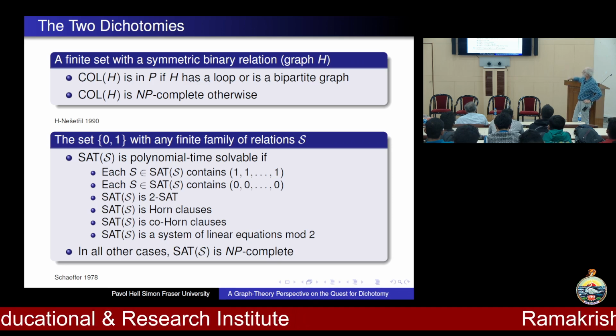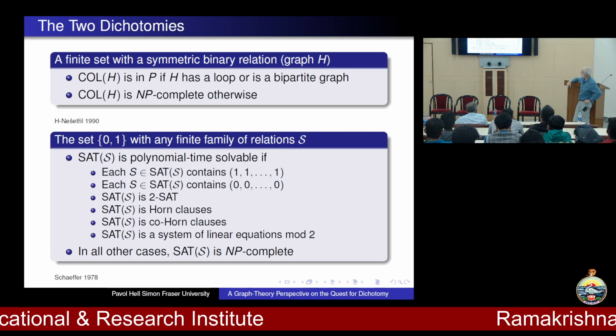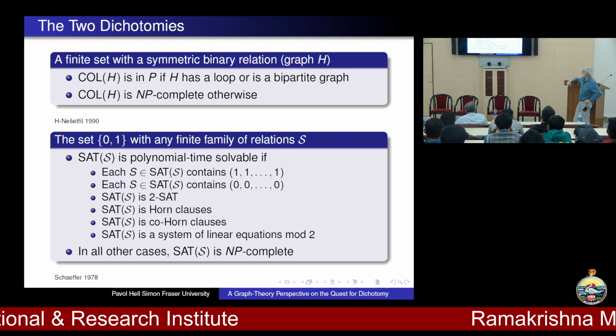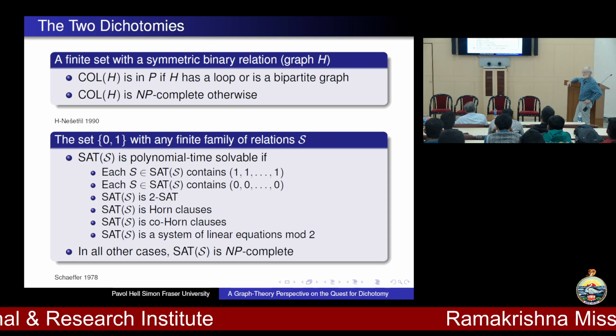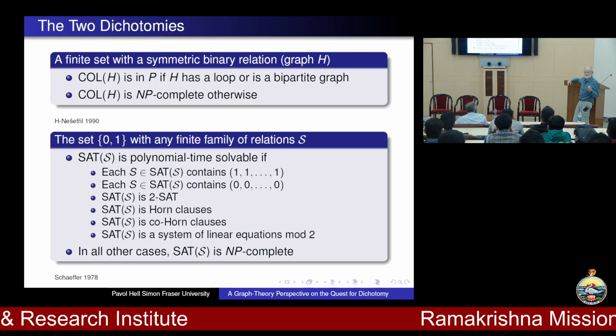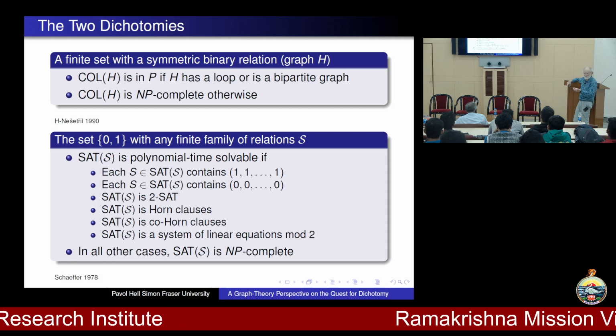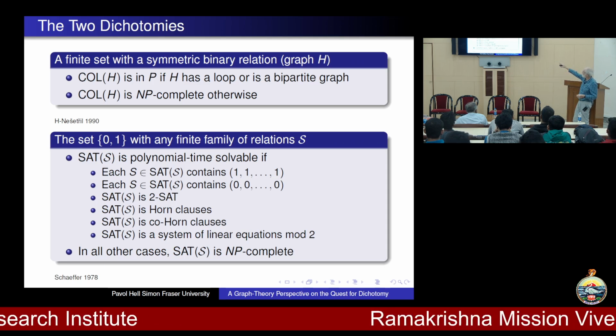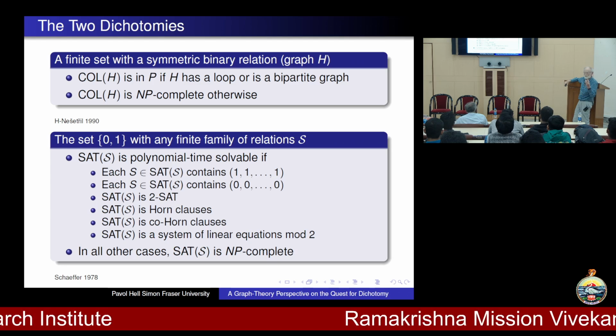Let's look at the first case in graphs. The problem is polynomial if there is a loop. What is a loop? That allows a constant mapping. Well, that's what the first Schaefer lines are, a constant mapping.